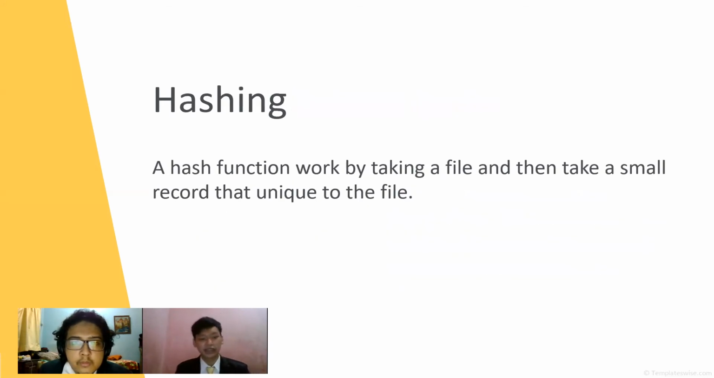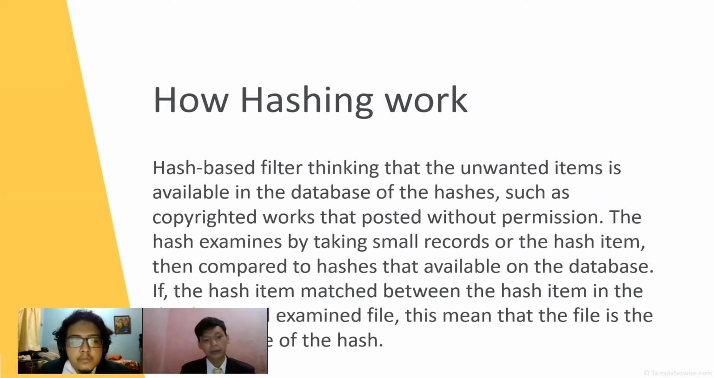Next is hashing. A hash function works by taking a file and producing a small record that is unique to the file. How does hashing work? A hash-based filter assumes that the unwanted item is available in a database of hashes, such as copyrighted work posted without permission. The file is examined by taking its small hash record, which is then compared to the hashes available in the database. If the hash of the examined file matches a hash in the database, this means the file is the unwanted file.